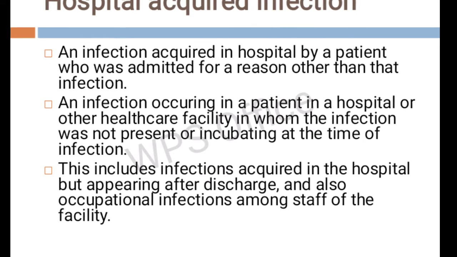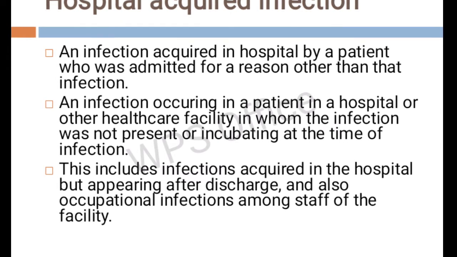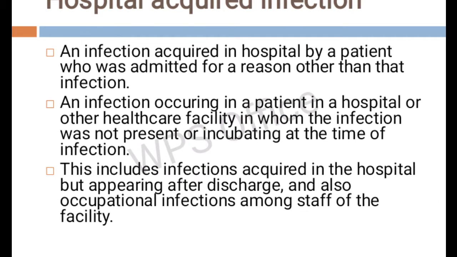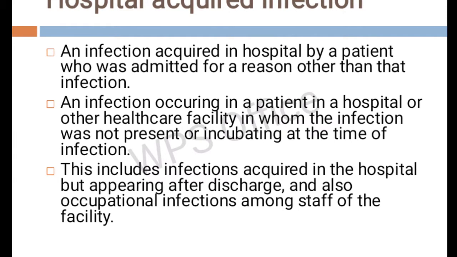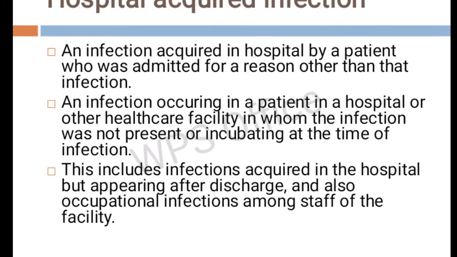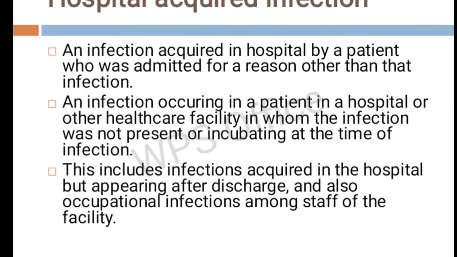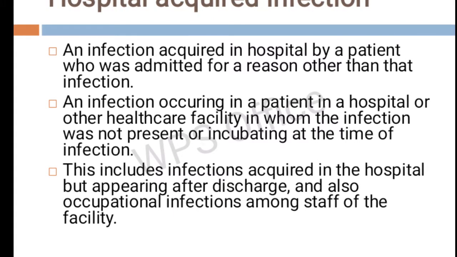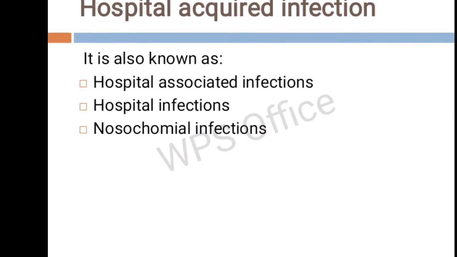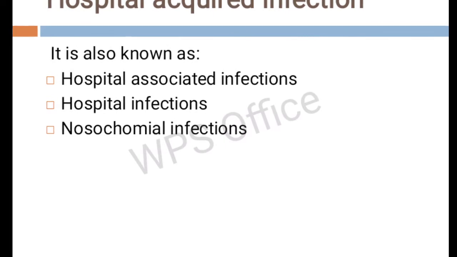This hospital acquired infection is not only for the patients, it can also occur among the staff members. The infection or injury which occurs at the occupational site, that is the place of working, is known as occupational infection. If the staff or any healthcare members involved in the care system are infected with any kind of infection, it is also known as hospital acquired infection. Hospital acquired infection is also known as hospital associated infection, hospital infection, or nosocomial infection.